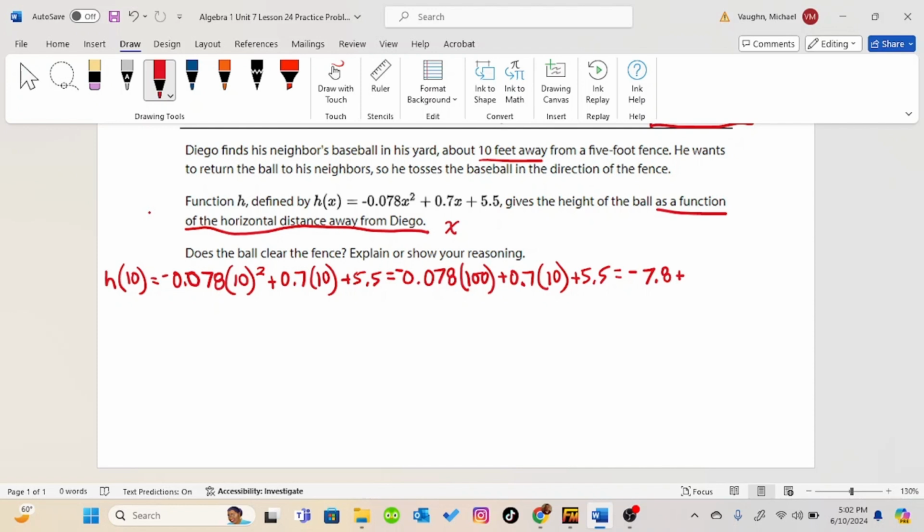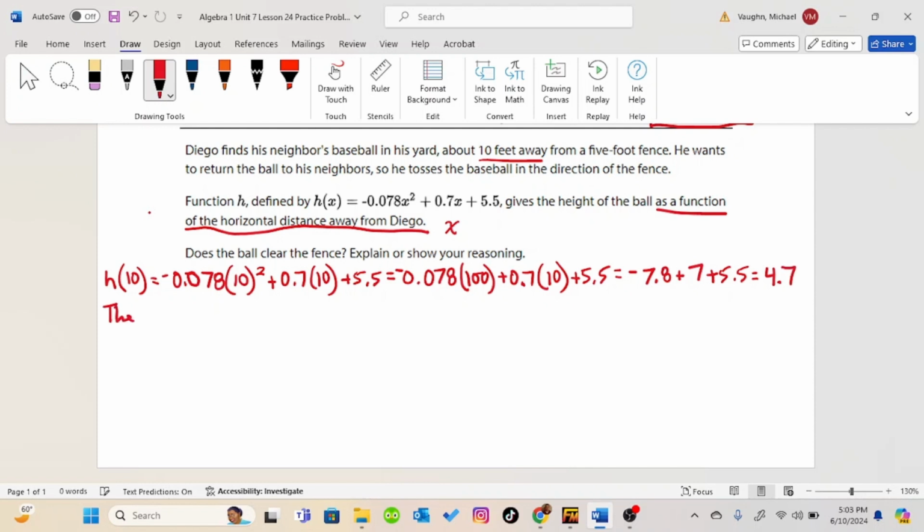When we multiply 0.7 times 10, we move the decimal point 1 spot to the right, and that becomes 7 plus 5.5. Negative 7.8 plus 7 is negative 0.8. Negative 0.8 plus 5.5 is 4.7.